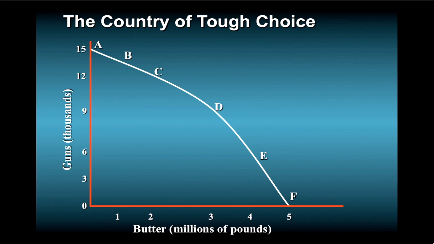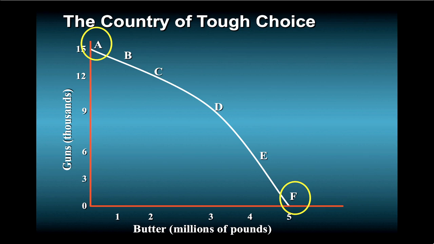In the figure, butter production is represented on the horizontal axis, and guns production is represented on the vertical axis. If the leaders of Tough Choice were to use all of the country's resources to produce butter, it would produce 5 million pounds and be at point F in the figure given its current technology. Alternatively, if Tough Choice were to produce only guns, it would be at point A, or 15,000 guns. Now, between these two extremes of only butter and only guns, Tough Choice also can produce many combinations of guns and butter, as illustrated by points B, C, D, and E in the figure.